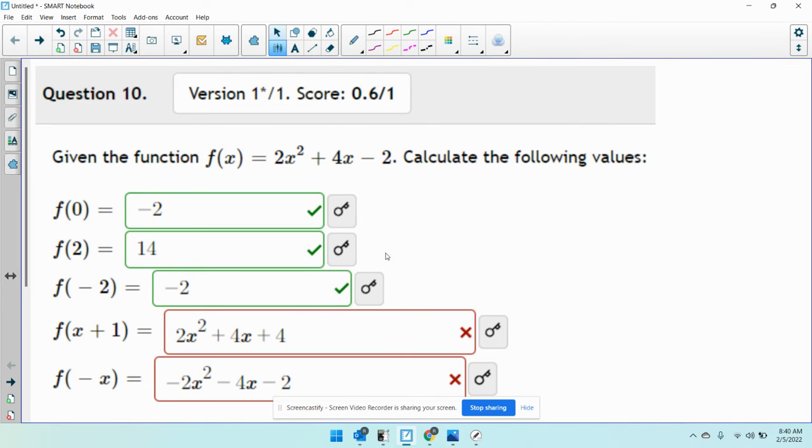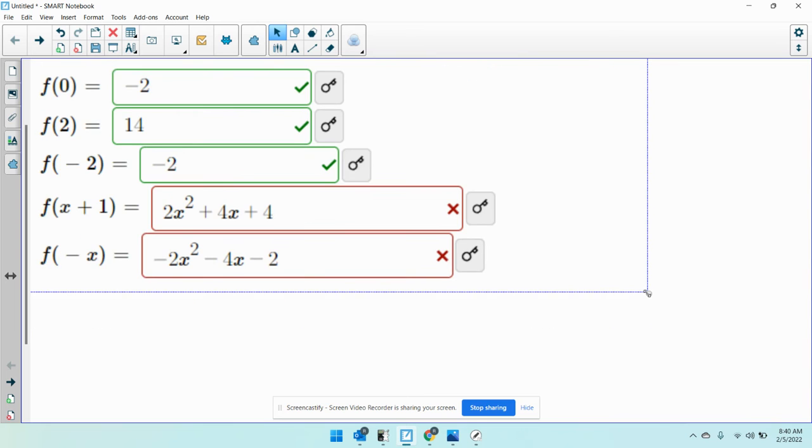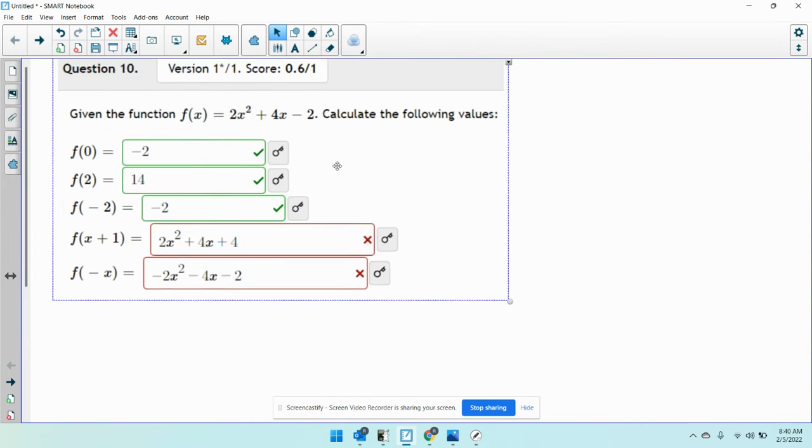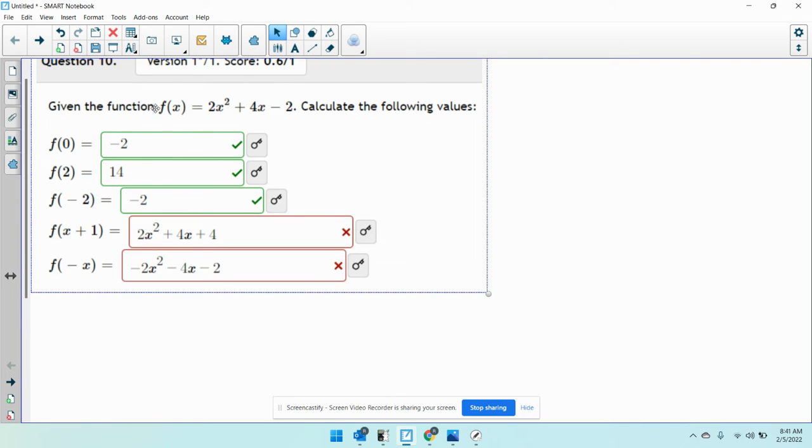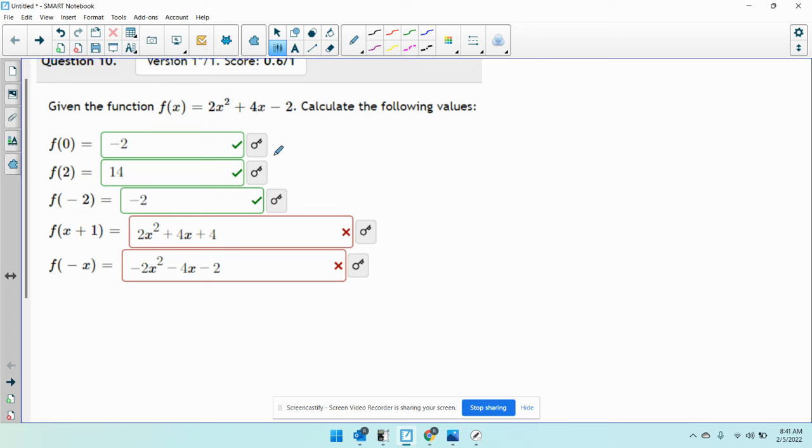Okay, this one here, we actually don't have that option. We have to just substitute in the values as they look and simplify the expression that way. So the first one says find f of x plus 1. So I'm just going to rewrite my expression, but instead of x, I'm going to use x plus 1. So 2x squared becomes 2 times (x plus 1) squared plus 4 times (x plus 1) minus 2.